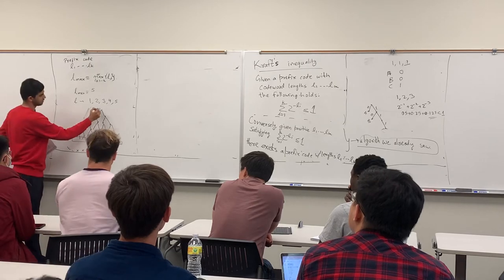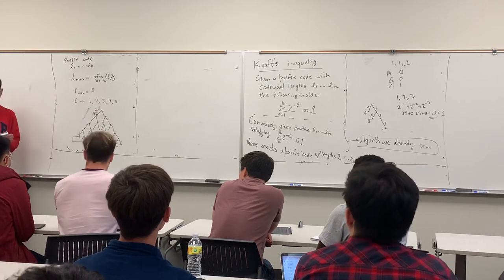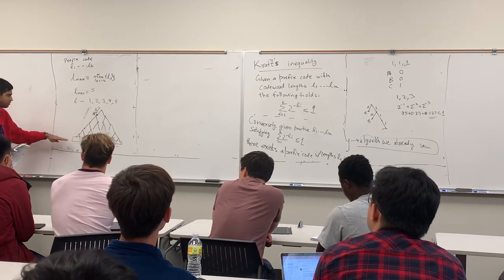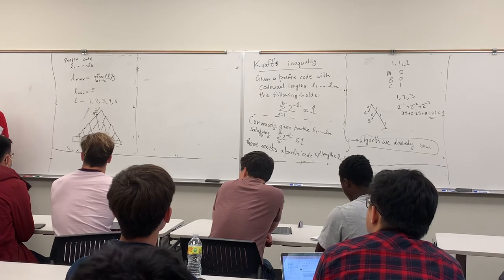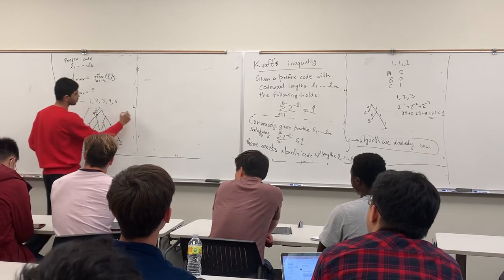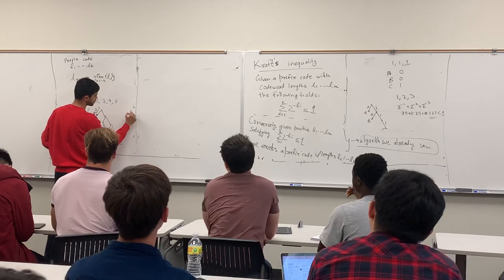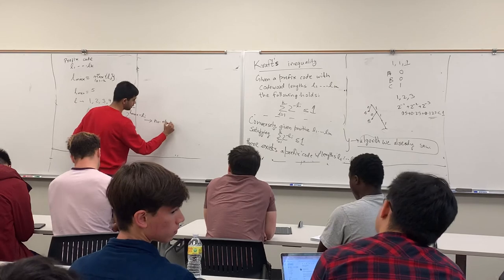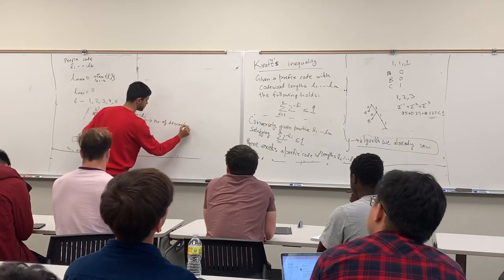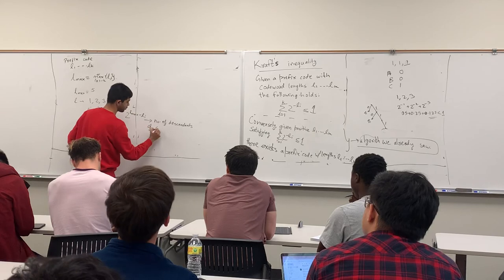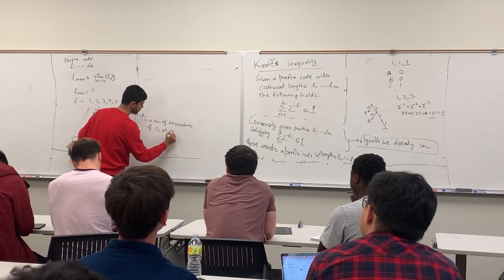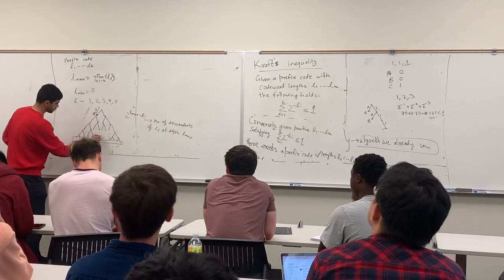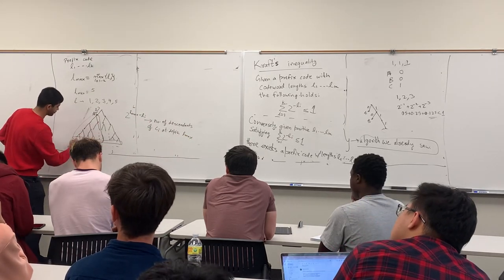My code word has length 1. So for a code word of length 1, how many descendants of that code word are at depth 5? 16, right? We saw that formula before, if you recall. So it's just 2 power L max minus Li. So this is the number of descendants of code word i at depth L max. So this is sort of like the subtree of A.